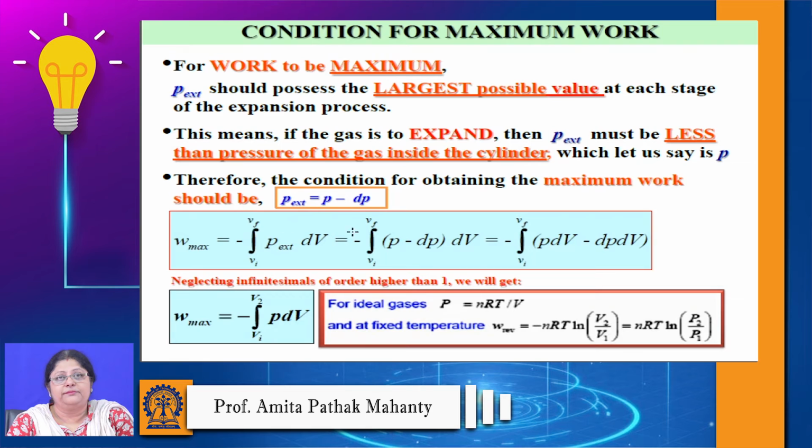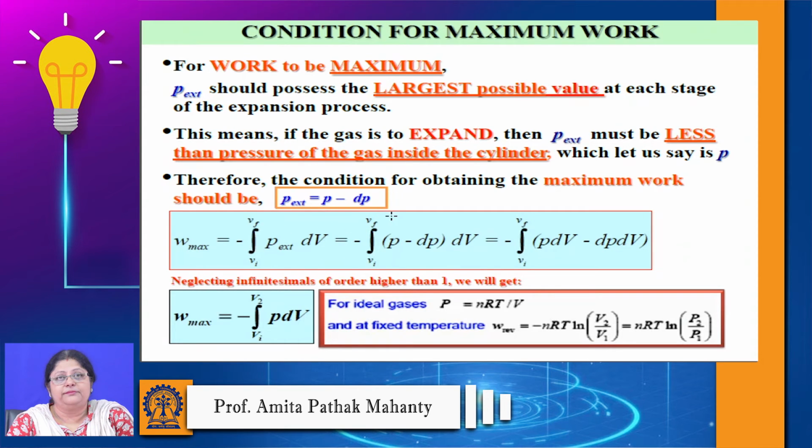So let that difference be very small, delta P. So the P external will always be equal to whatever the pressure of the gas which is pushing the lid, minus some amount of P, that is delta P. So if I integrate that, minus P external dV from V1 to V2, the final volume, with the minus sign always remaining.